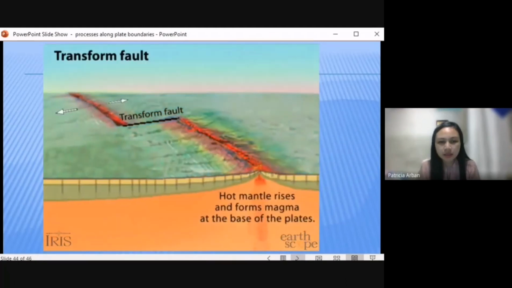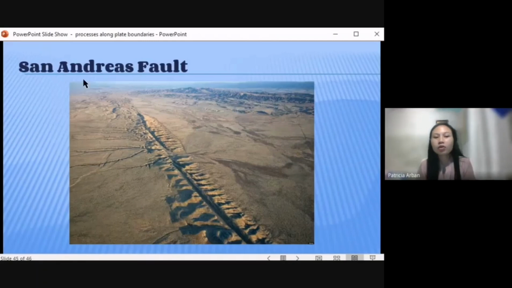So, we have the example of the San Andreas Fault. San Andreas Fault is located in California. As you can see, there is a folded part of the land because it slid. Once it slides, like cloth, it gets wrinkled. Same with the land, it looks wrinkled.